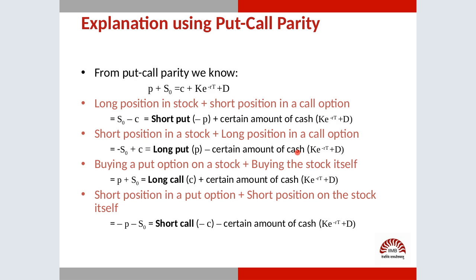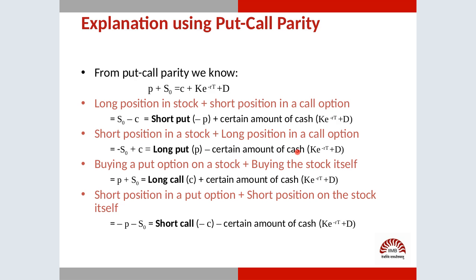So in the first case, the covered call was what? Long position in the asset, short position in the call. So I'm long on the asset, S0. I'm short on the call, so I'm selling the call. So S0 minus C. If you write S0 minus C, it is basically a short put, take it on the other side, minus P plus some cash. So short put plus some cash, which is what we got in the diagram also.